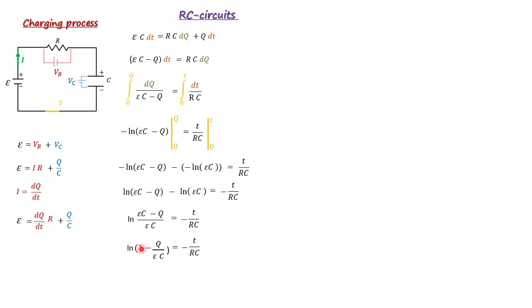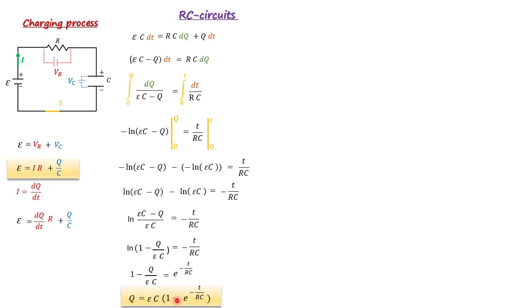If you take the exponential of both sides, then you get rid of this ln form. Then we have 1 minus Q over epsilon C, and on the right side, we have e to the minus t over RC. From here, we can get Q as a function of time, which reads as epsilon C times 1 minus e to the minus t over RC. So this is one of the most important equations in the charging process. Actually, we have two important equations in this part. The first one is this one, IR plus Q over C is epsilon, and this is the second one, Q as a function of time.